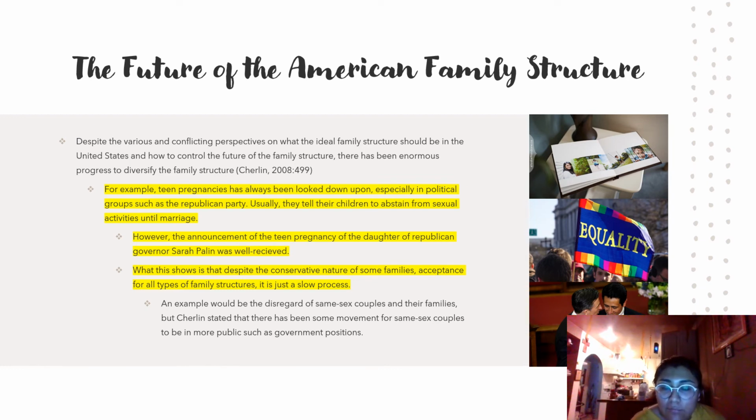So this shows that when it comes to family units, the idea of having a family member who is pregnant and a teenager has become more acceptable. But rather, it's a slow process, and it all depends on the context of the situation and how it's said. And again, during the time that this paper was published, there was that discussion of disregard of same-sex couples and families, but there has been some movement for same-sex couples to be in more public positions, such as government positions. And I would argue that we have been seeing this firsthand with this year's midterm re-elections.